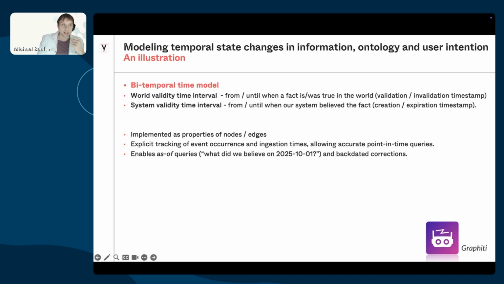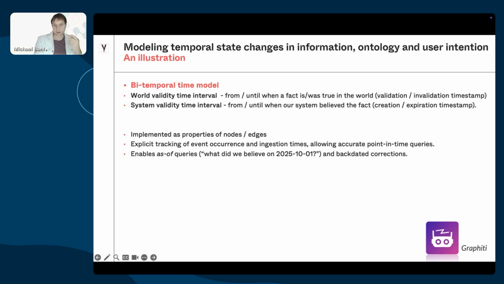And I would like to highlight, because the last part is maybe the most fascinating, most interesting one, I would love to highlight the modeling of temporal state changes, information ontology, and user intention by giving a quick illustration. Because the main question, and this is actually maybe the key takeaway from the session, is the question of how can we and how should we model time in knowledge graphs.